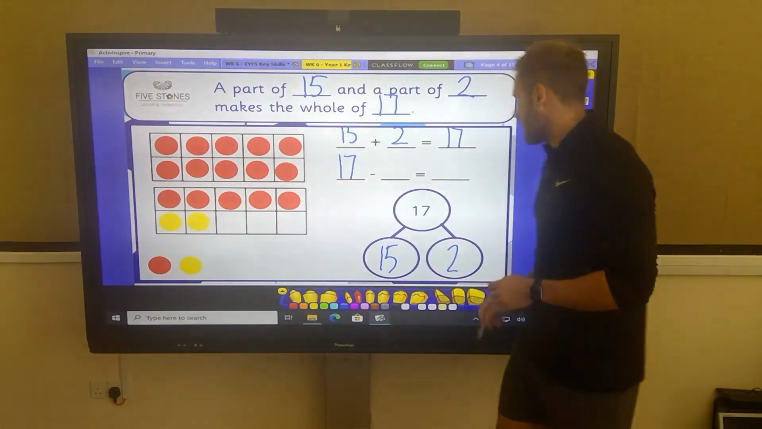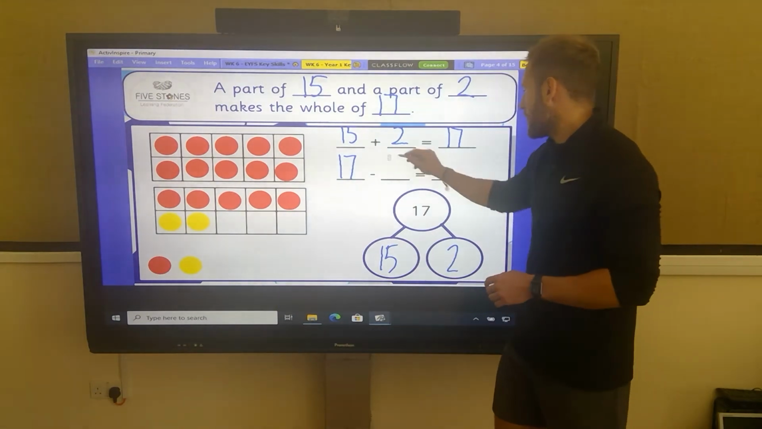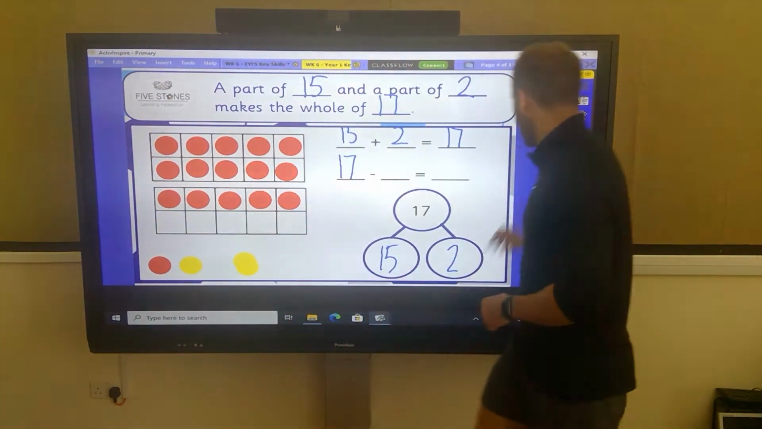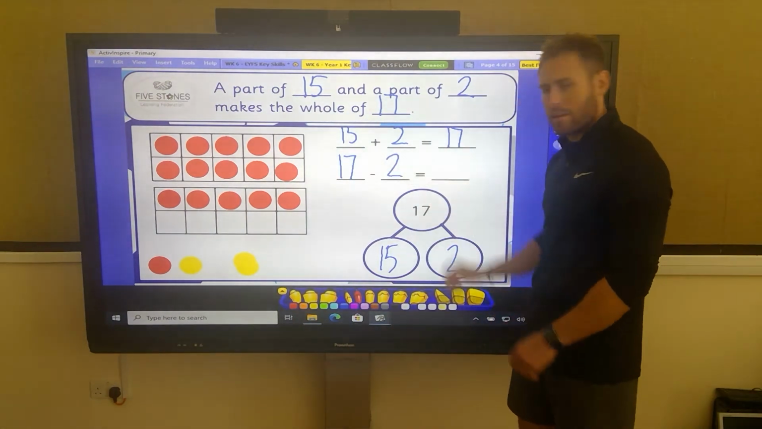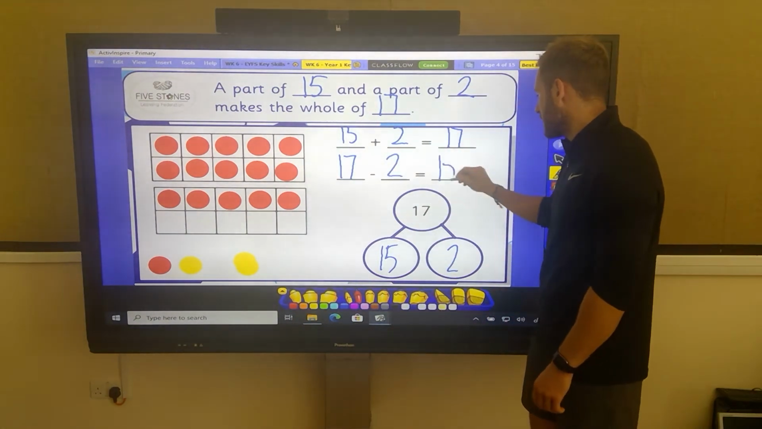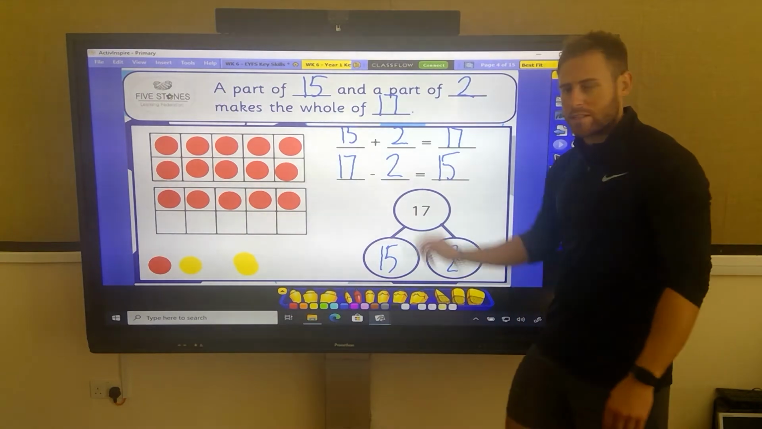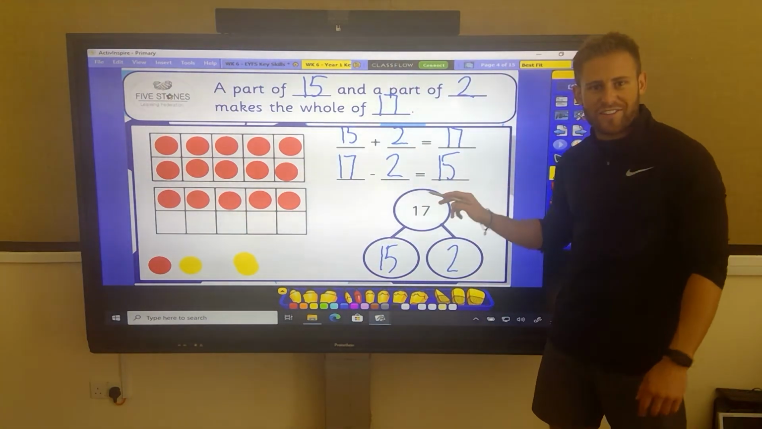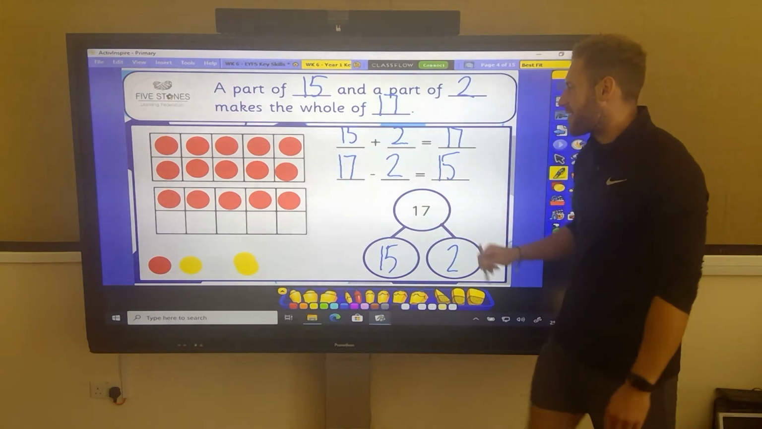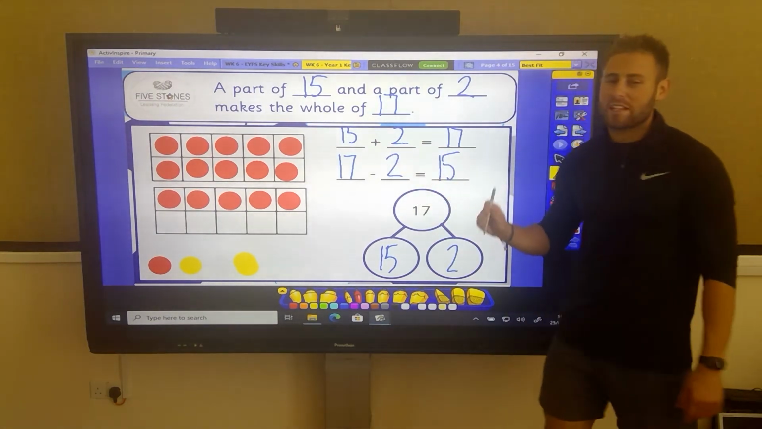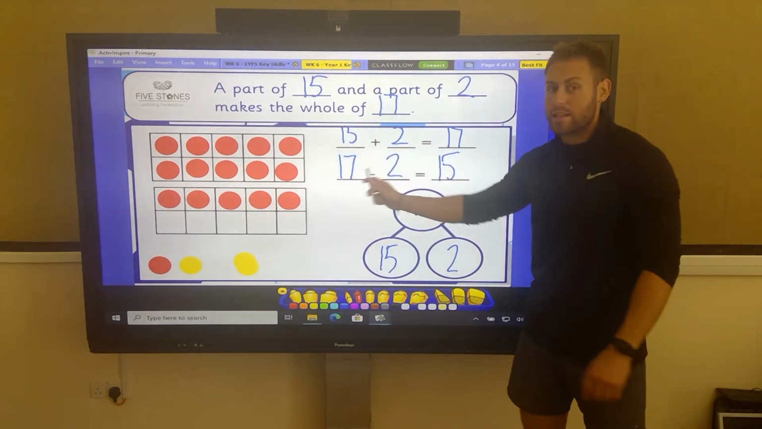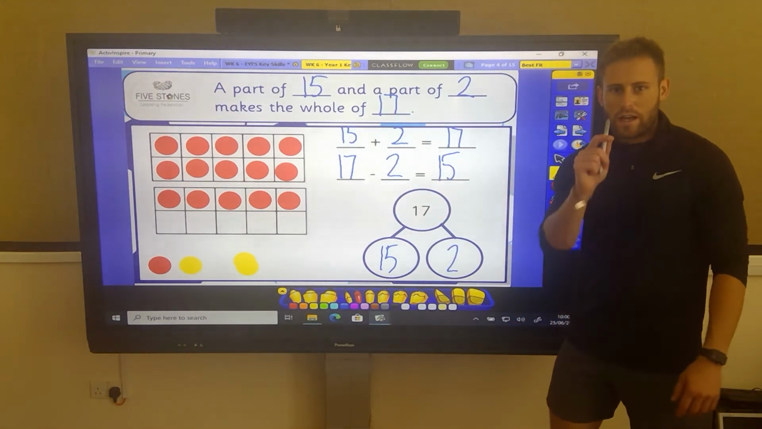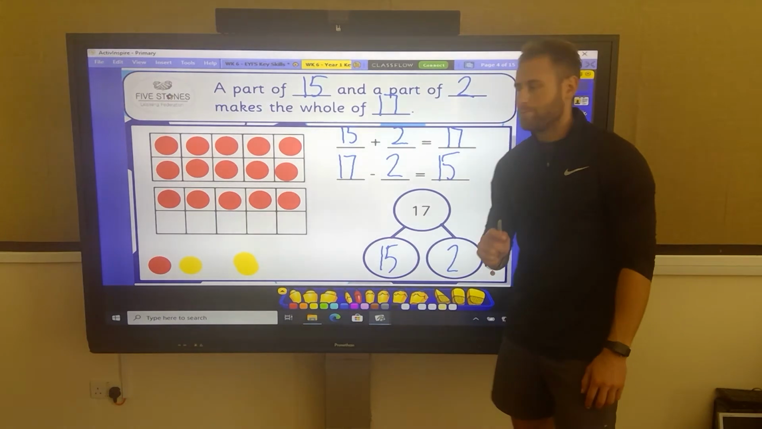And if I take 2 away, I am left with 15. 17 take away 2 equals 15. Great work. We could also have 2 add 15 equals 17, and also 17 take away 15 equals 2. Great, it works both ways there.